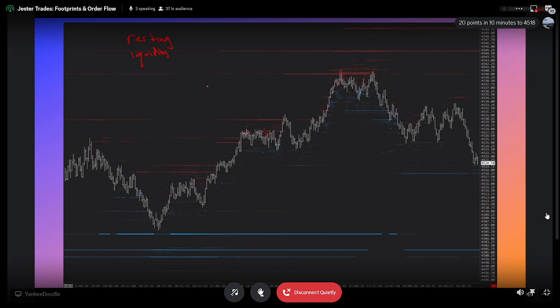In my experience, Jester, I have found that most of the spoofing happens very close to the bid and ask. It doesn't happen miles away. And when you're looking at something miles away, quite often, if it stays there, that's there for a reason. I don't know if you found that. Oh, I found the exact same thing. Yeah, exactly. It's brilliant. It will go down there.